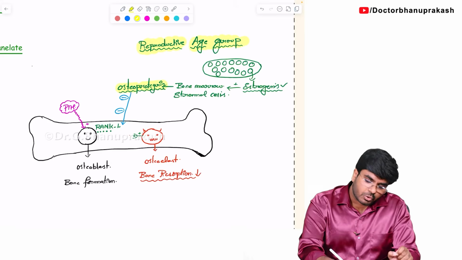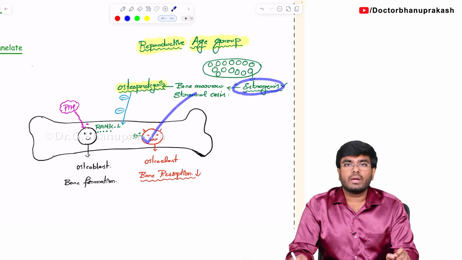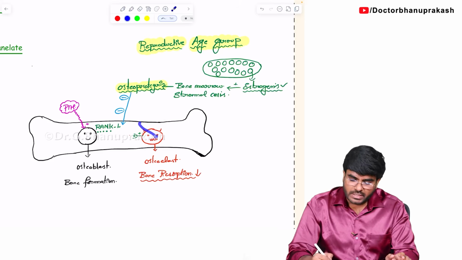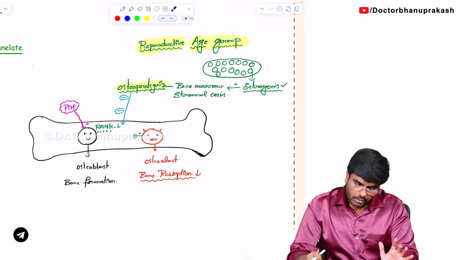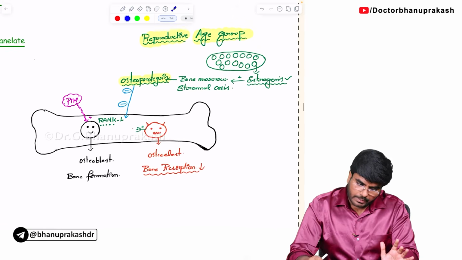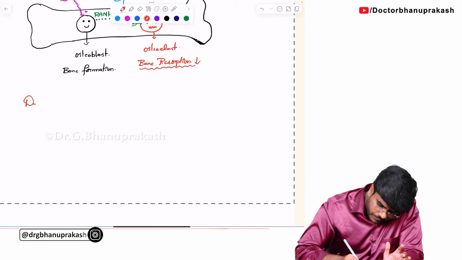But tell me, estrogens are osteoprotective, estrogens are bone protective. They are going to decrease the activity of the osteoclast, they are going to decrease the bone resorption, so there are going to be stronger bones. Now, what happens in menopause? Let me tell you, that is during menopause.